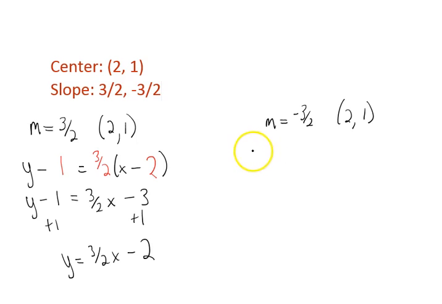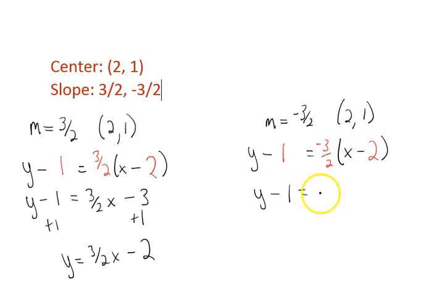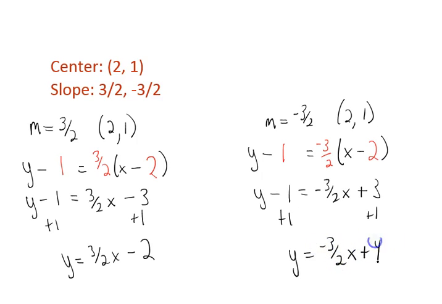And then over here we can do the one that's going downhill. So y minus 1 equals negative 3/2 times x minus 2. I'm going to again plug the y value in with y, the x value in with x, and the slope in front. And I'm going to distribute the negative 3/2, so I get negative 3/2 x. And then when I distribute here, negative 3/2 times negative 2, I have to consider the signs. So that'll be a positive 3. And again, I'm going to add 1 to both sides. So I'm going to get y equals negative 3/2 x plus 4.